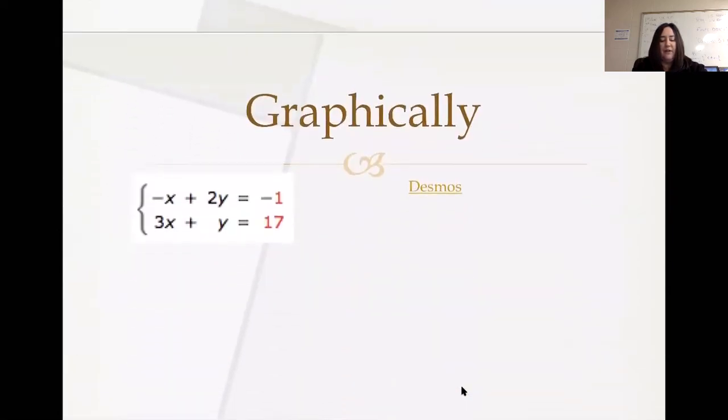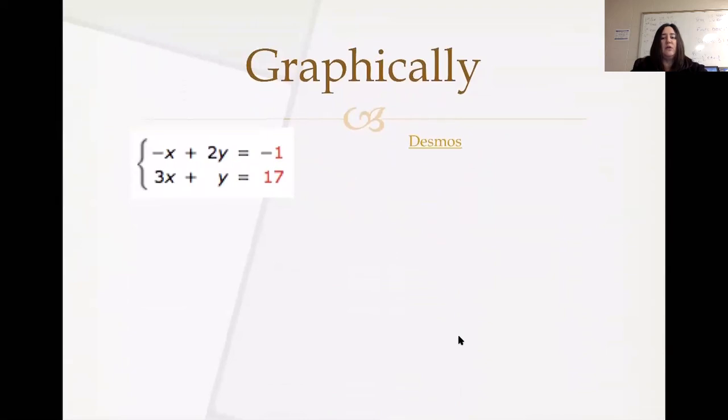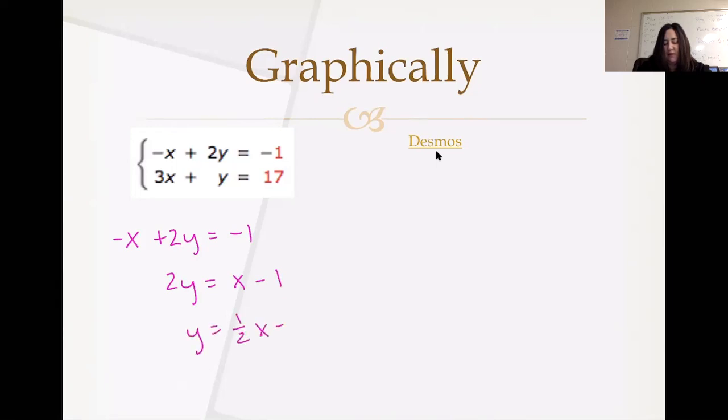The next thing that we have here is using Desmos. So if you have a graphing calculator, you can use your graphing calculator. But to be able to graph these, we still have to solve them for y. So that's the first thing that I'm going to do here, is take each equation and solve for y. So I would have 2y equals x minus 1, and y equals 1/2 x minus 1/2. On the other equation, if I solve for y, I'd have y equals negative 3x plus 17.